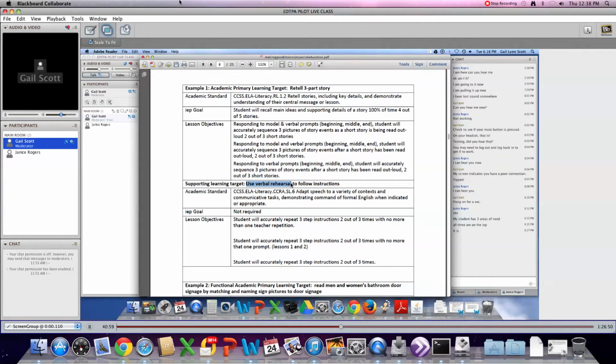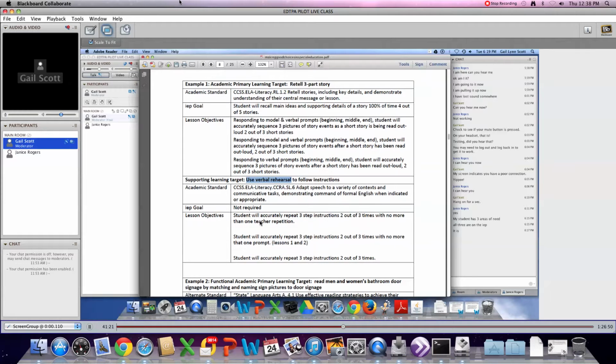Okay, so this is a social skill. This is a following direction skill. It's a supporting target that supports retelling stories, and it's not part of the IEP, but it is a skill that the student needs to work on. They need to get better at following instructions, so they're going to use verbal rehearsal. Okay, it's not an IEP goal, but these are the learning objectives for this lesson on retelling a three-part story. So here's the academic part of it. Here's the supporting skill part of it.